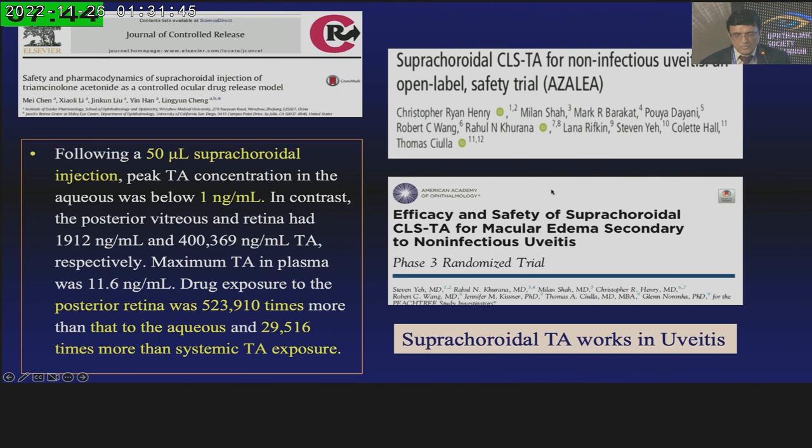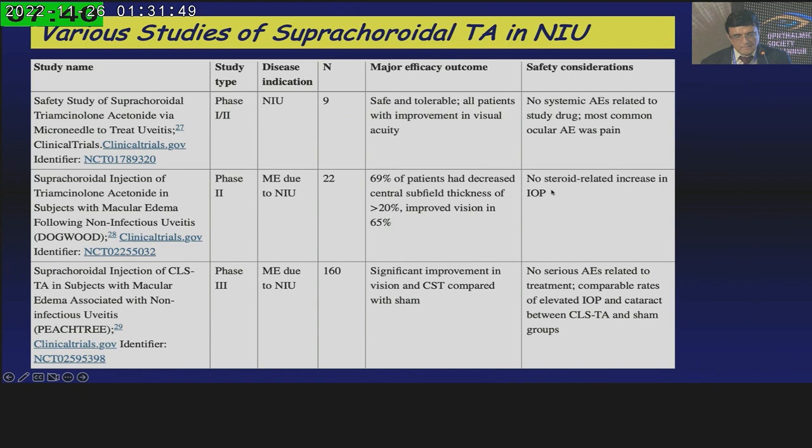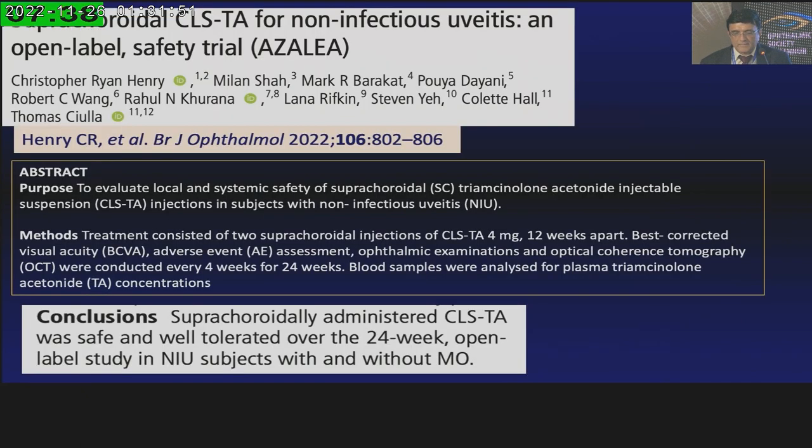has been shown to be useful in cases of intermediate uveitis, and multiple studies have shown the effectivity. It definitely works. And you must remember that when you inject a drug into the suprachoroidal space, this space is blocked anteriorly at the level of the ora serrata and posteriorly at the level of the optic nerve.